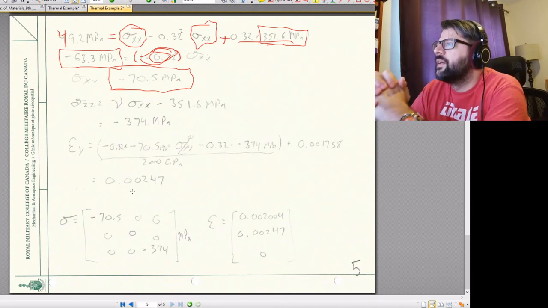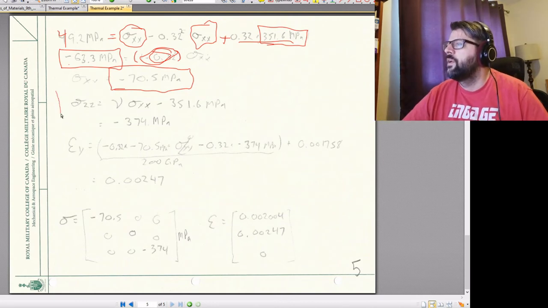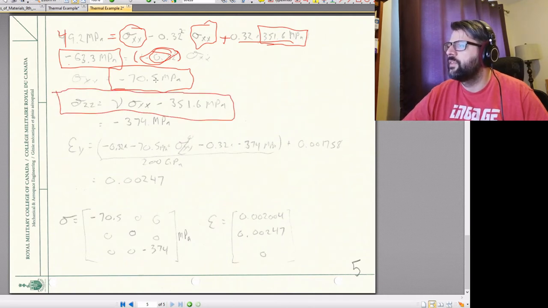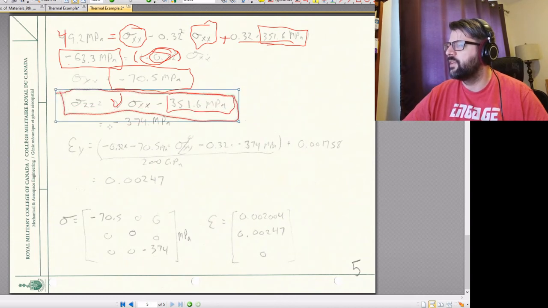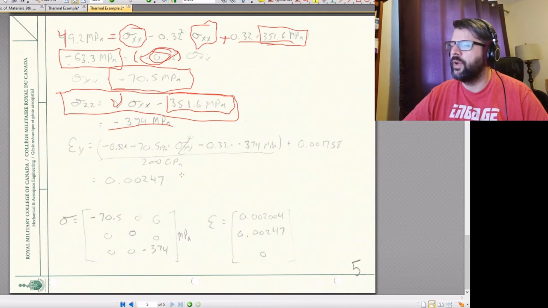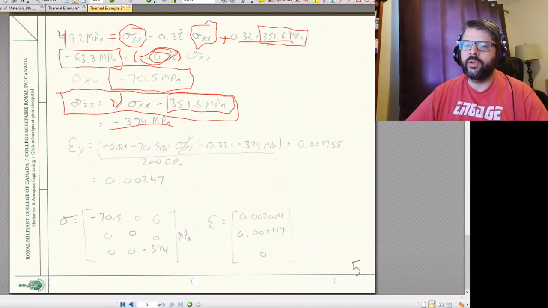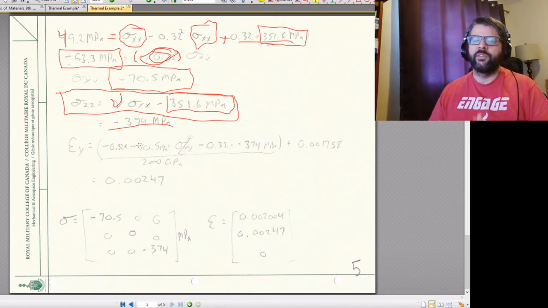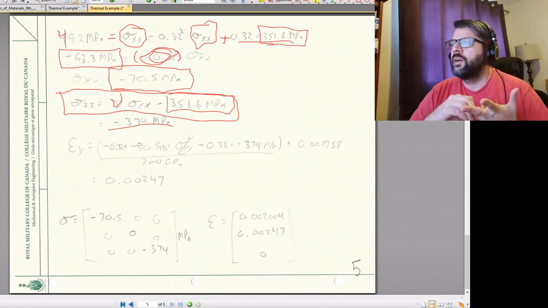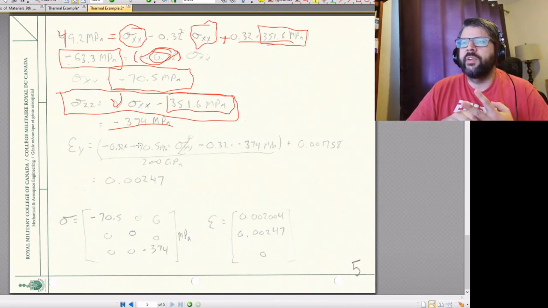So anyways, the Z direction. We already had this nice formula here for the Z direction, so negative 70.5 times Poisson's ratio minus another 351.6 gives us this negative 374 MPa. So again, it shouldn't be surprising that the compressive stress in the Z direction is a lot more than the compressive stress that's going to arise in the X direction, because it started getting squeezed from the very beginning, as opposed to the X direction one, which only started getting squeezed for the last little bit.